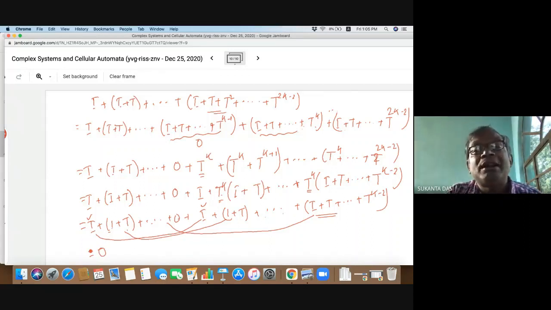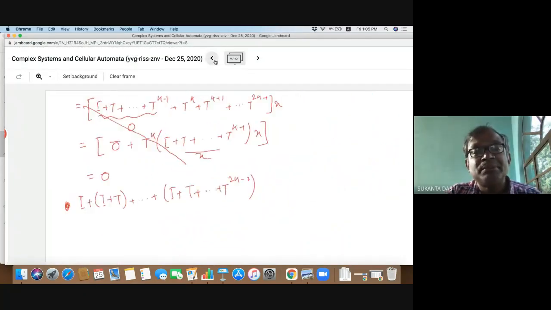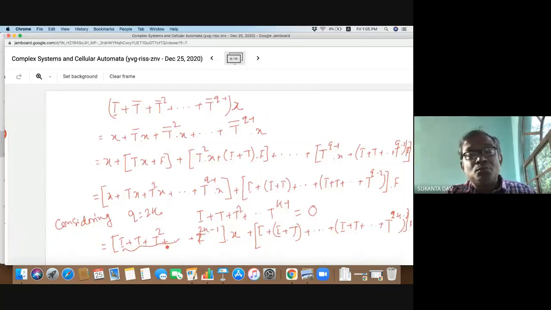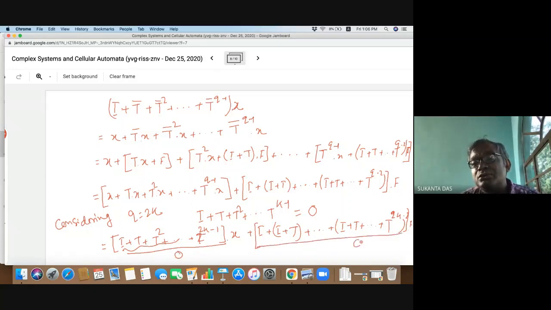So what I finally get, come back to this place here. This part is 0. This part is already 0, in a very simple way. And this part is also 0. So 0 into f is 0. Right? It's a null matrix, 0 into f is 0.